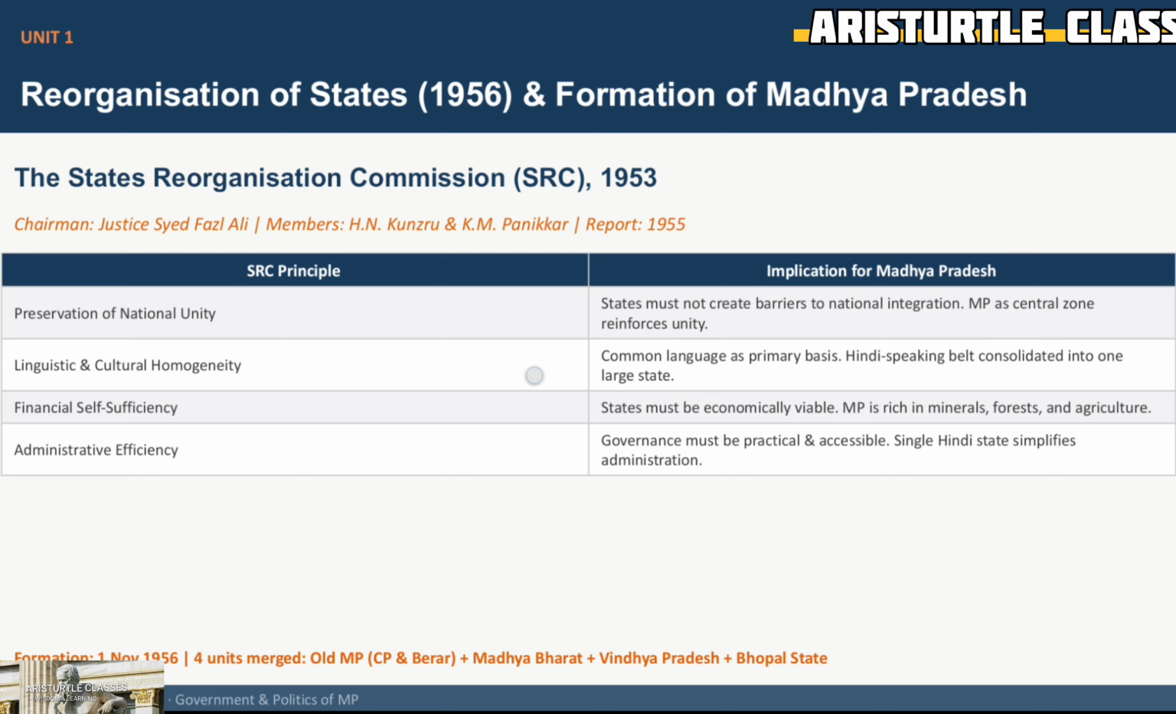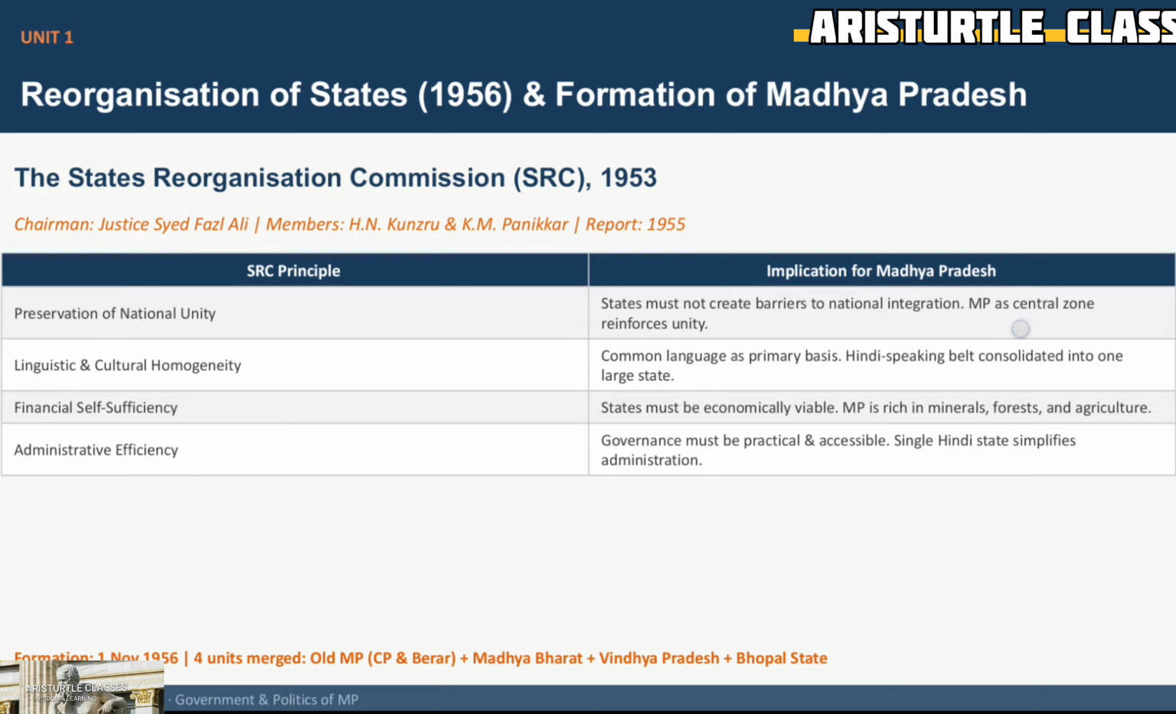So what was the impact on MP of this commission? Actually, MP was majorly a Hindi speaking state. So they consolidated large states like Vindhya Pradesh, Madhya Bharat, Central Province, and Berar into one bigger area that was known as Madhya Pradesh. Okay, this one: a state must not create barriers to national integration.